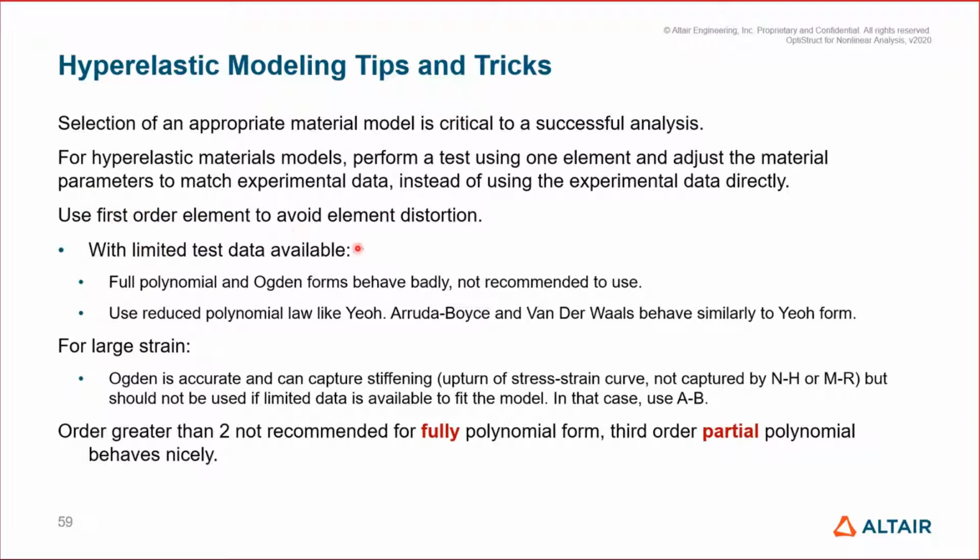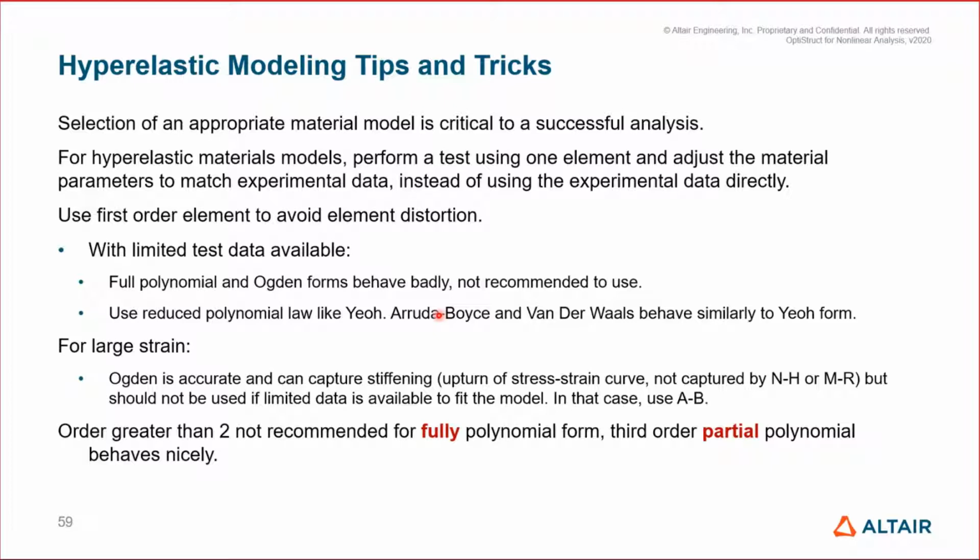And if you have limited test data, meaning you only have the uniaxial test, you don't have the biaxial test, you don't have the planar test, then some models like the full polynomial and also the Ogden are going to give you bad curve fitting, so you don't actually get to derive the constants well enough. So probably it's better to use reduced polynomial, like the Arruda-Boyce, the Yeoh, to get a better curve fit to your curve data, especially if you only have the uniaxial test.